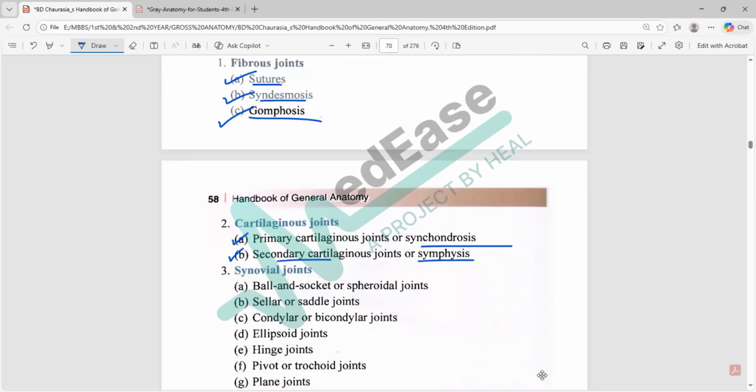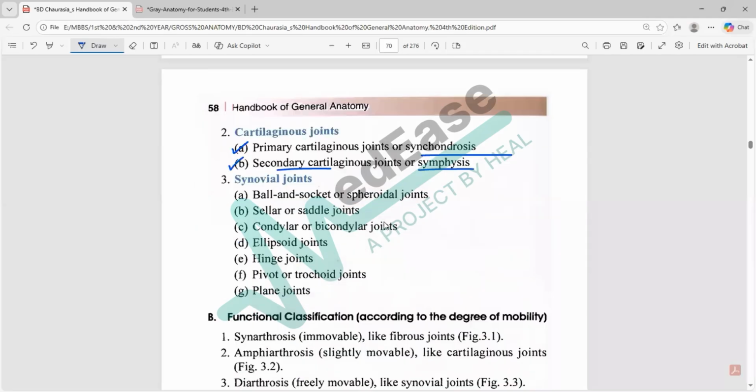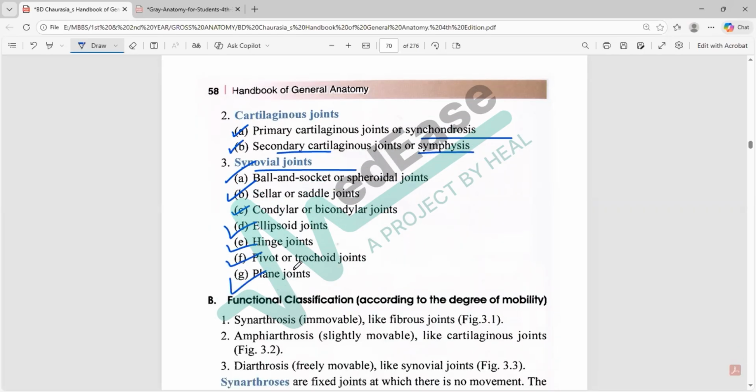Secondary cartilaginous, which we call the symphysis mainly. Then the most important and movable joints, the synovial joints mainly, which are ball and socket, saddle shape, condylar or bicondyloid, ellipsoid, hinge type, pivot, or the plane joints.